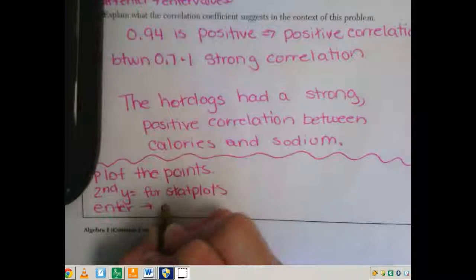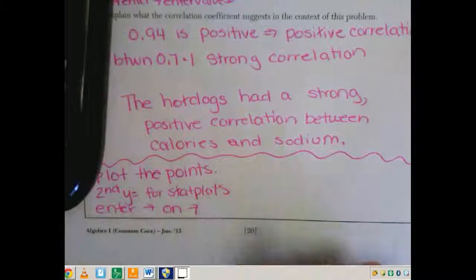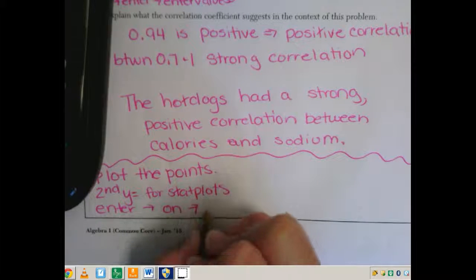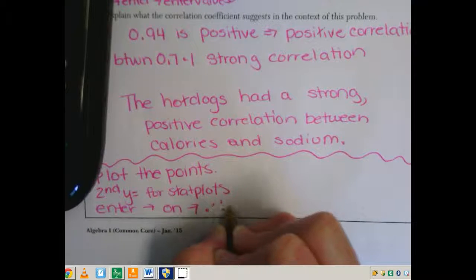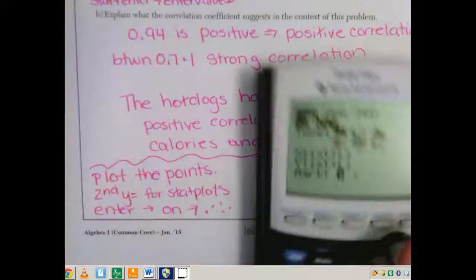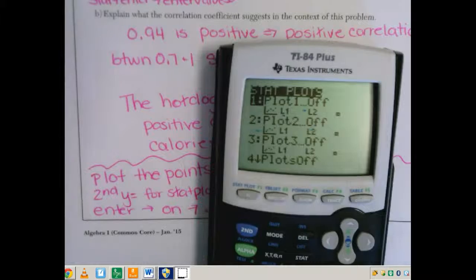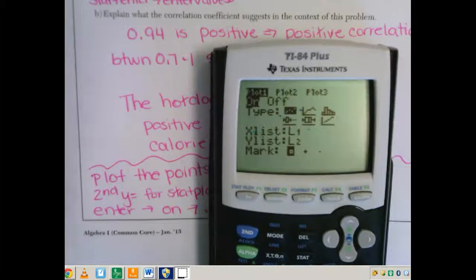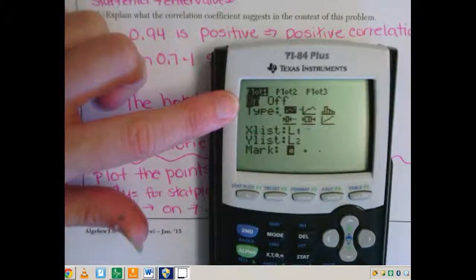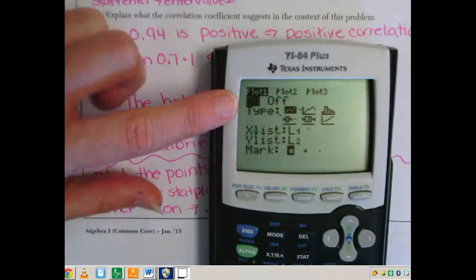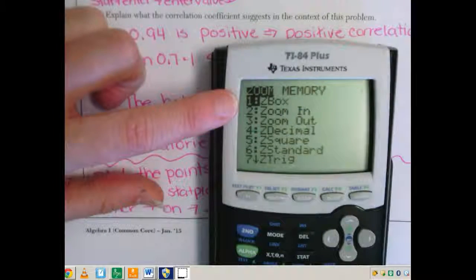Then we need to turn it on. If it's asking for box and whiskers, you can do that, but we just want to look at the points. So I did second Y equals, enter, and hit on to turn this on. See how it went on? I just hovered over it and hit enter. Now I need to hit zoom 9.